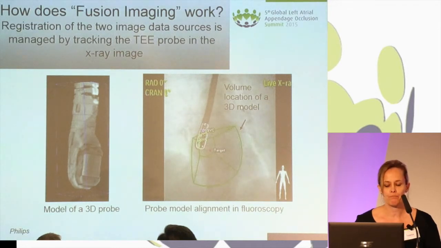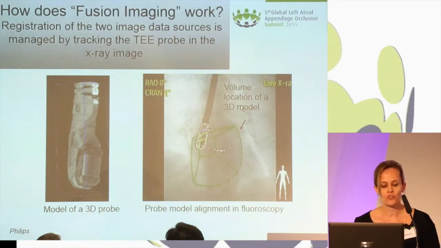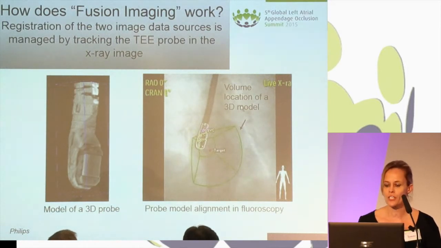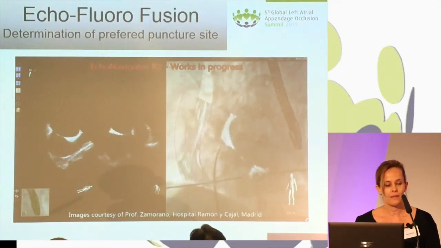So how could you combine both modalities, angiography and echocardiography? How does it work? It works because the registration of the two image data sources is managed by tracking the shape of the TEE probe in the X-ray image. What we have here is a model of the probe. And as you can see here on the right-hand side, the shape of the probe is tracked in the fluoroscopic image. If you know the shape of the probe, you know where your 3D volume is positioned, as it is indicated here by these green pyramidal lines. And these are the images you get.